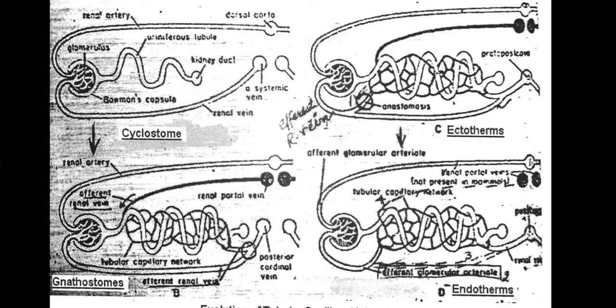So this is the evolution in the formation of the tubular capillary networks, the evolution of the nephrons in the kidneys. So students, that was the part of the lecture on the evolution of the glomerulus and the tubular capillary network. And now in the coming part of the lecture, I'll be telling you the impact of the size of the uriniferous tubules and the size of the glomerulus with the environmental conditions of the animals.